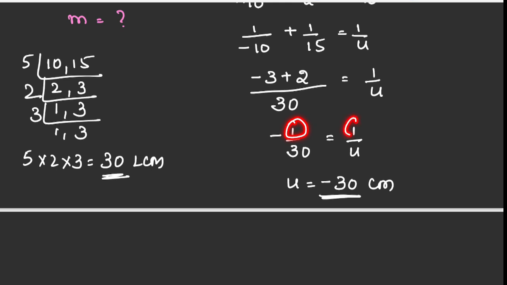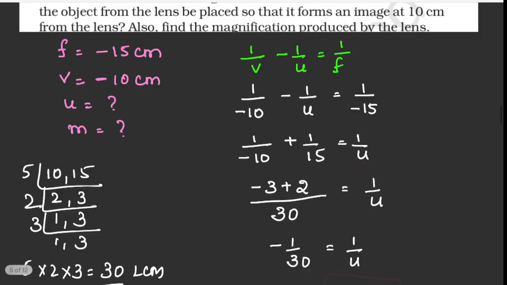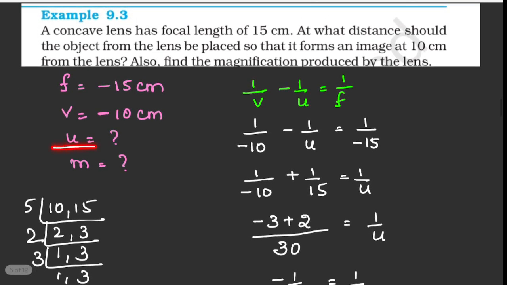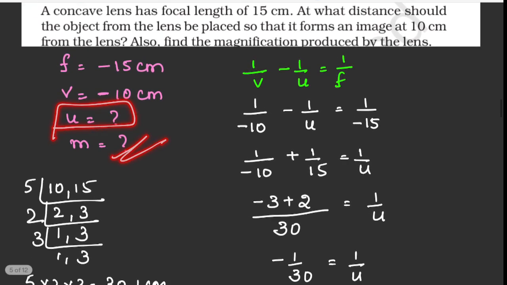Therefore u is equal to minus 30 centimeter. Here 1 and 1 you leave. In the denominator you have u, so take u is equal to 30 and the sign will be minus. So u is equal to minus 30 centimeter. Now we have found the first part, u. Next we have to find the magnification.